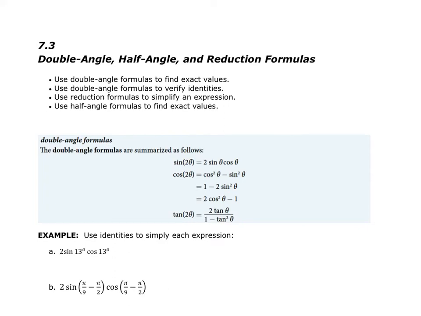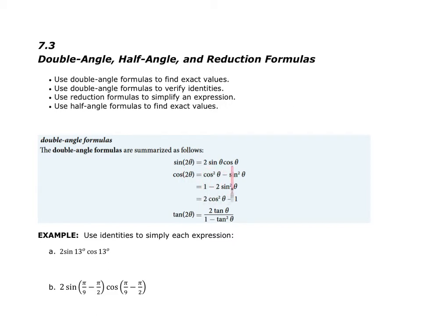In this video, we are going to look at the double angle, the half angle, and the reduction, sometimes called the power reduction formulas for trig. So our first double angles that we have are the sine of 2 theta is going to be 2 sine theta cosine theta.